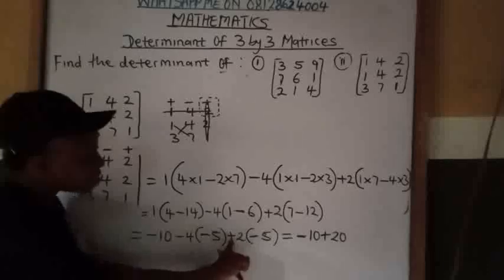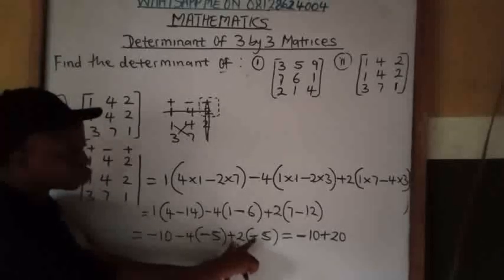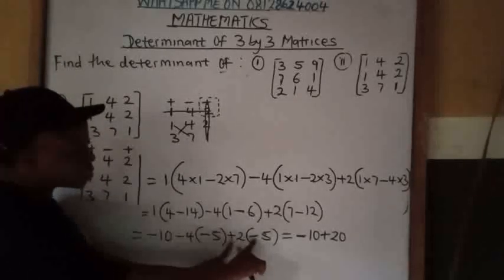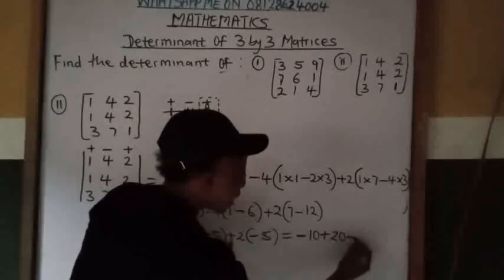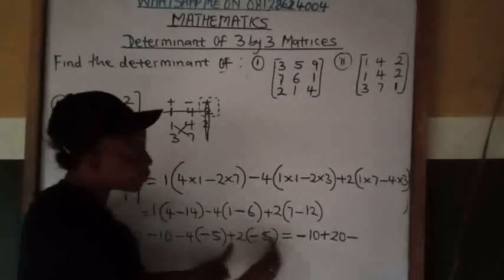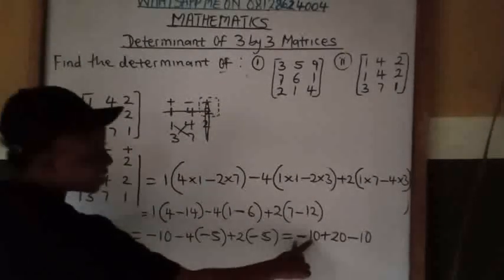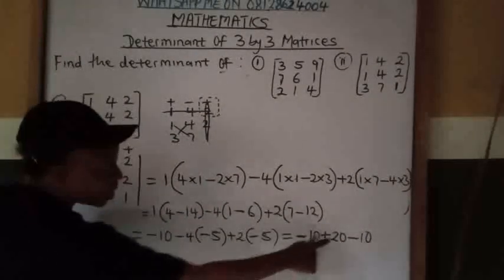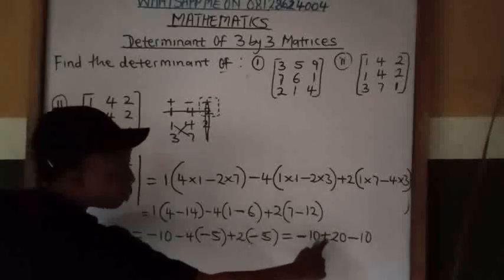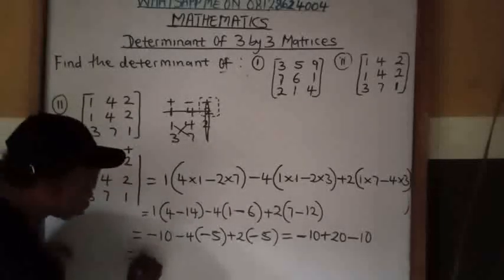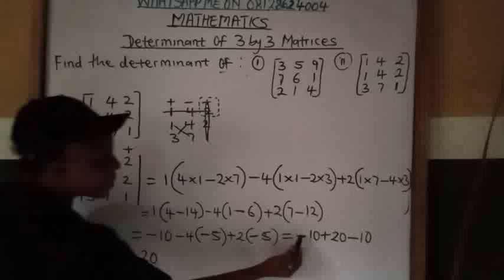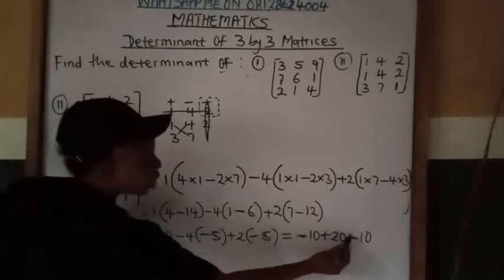Then plus 2 times minus 5, because I want to use these to open the bracket. Plus times minus will give you minus. 2 times 5 will give you 10. Now let's bring the positive first. Plus 20 is positive. So we are going to have 20 minus 10 minus 10.